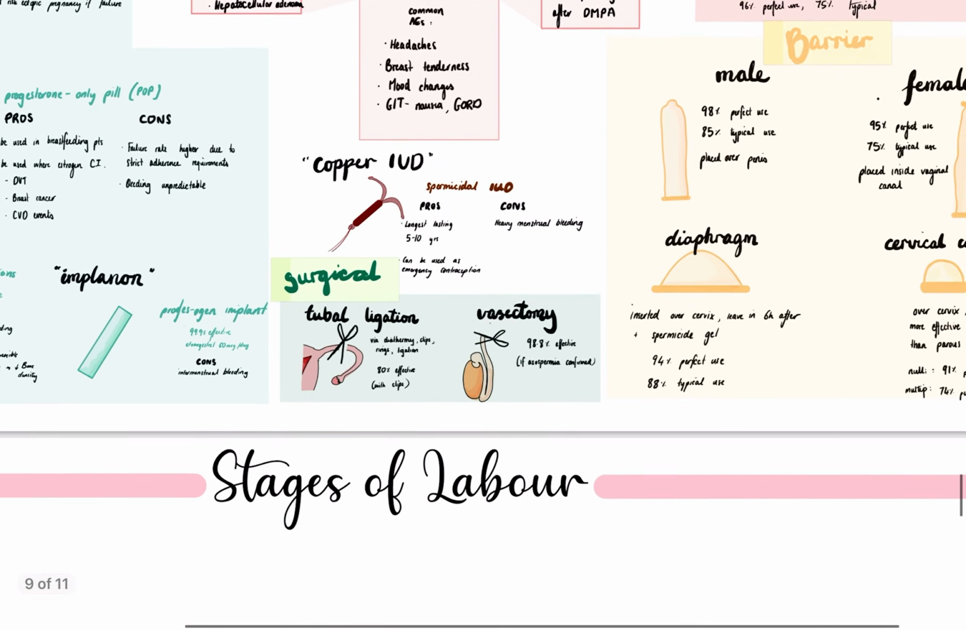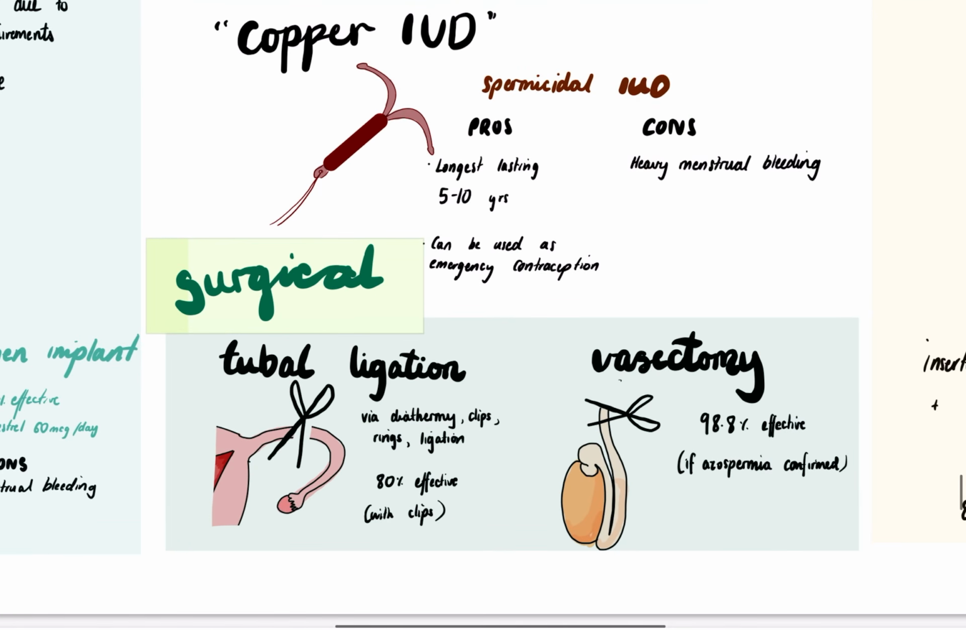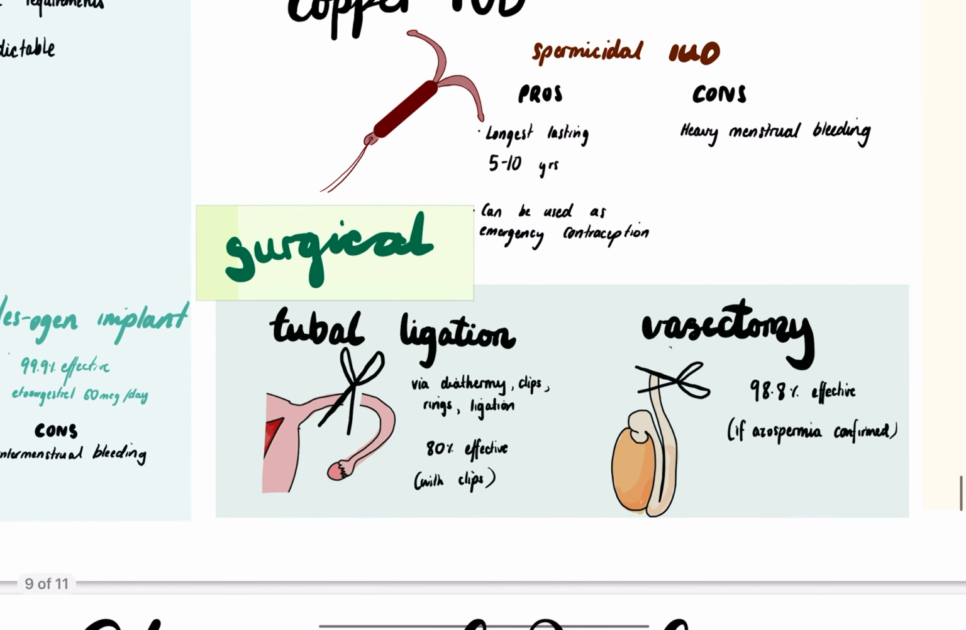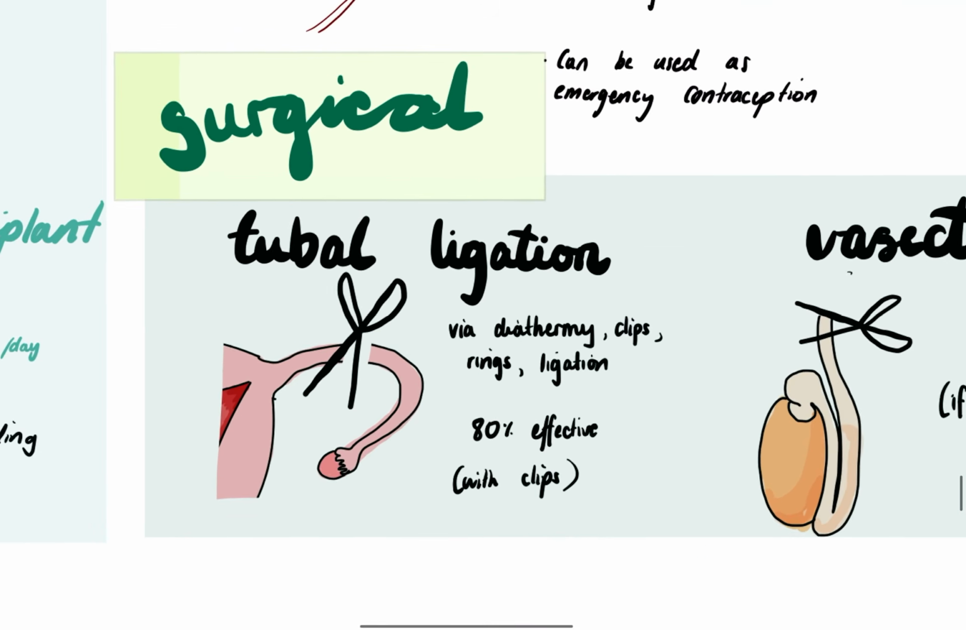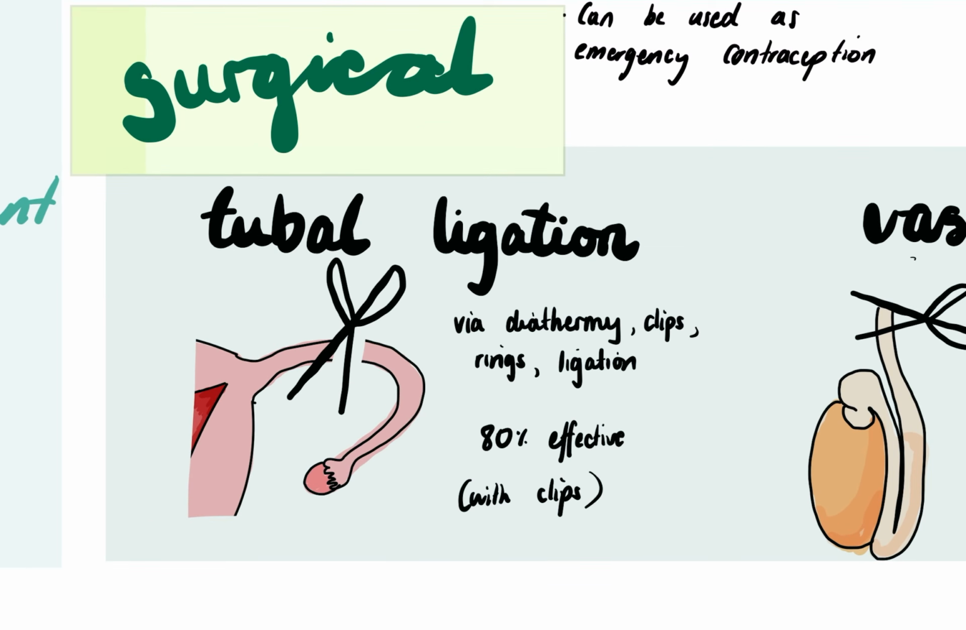And then finally, we'll conclude with looking at the surgical methods of contraception. These are usually used when a person does not intend on having a family anymore. Starting off with the female options, we have tubal ligation, and this occurs in a few different forms. It can be done through diathermy, which is your fire rod where you zap it, and it coagulates your blood vessels and causes fibrosis. You can also clip it, put a ring, or ligate.